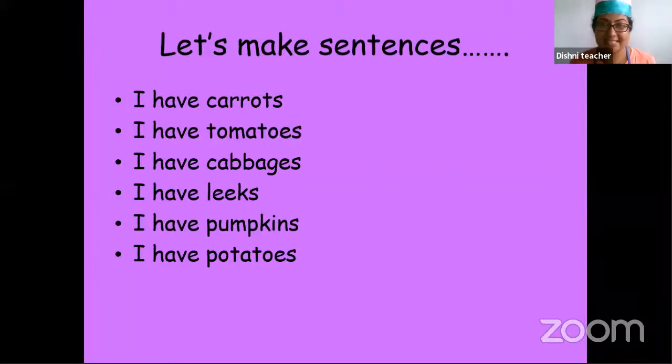You have to make sentences like these sentences. Okay, I am giving you an extra activity for this one.